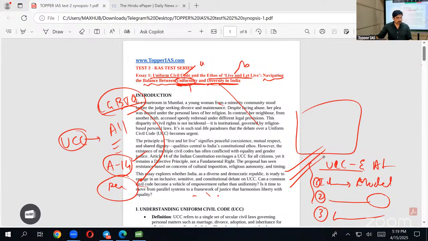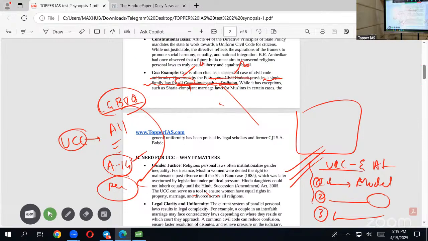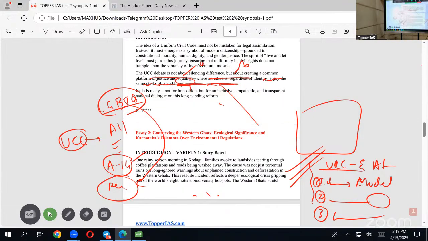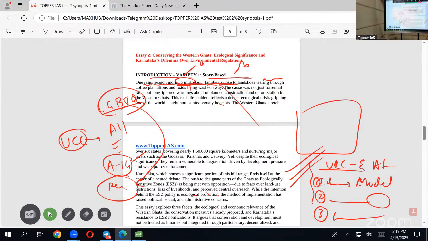That may happen. But the only thing is the structure of the essay should be good. I hope you got a big picture for this essay. Now, what is the second essay? Actually, the reason for giving this essay is two reasons.